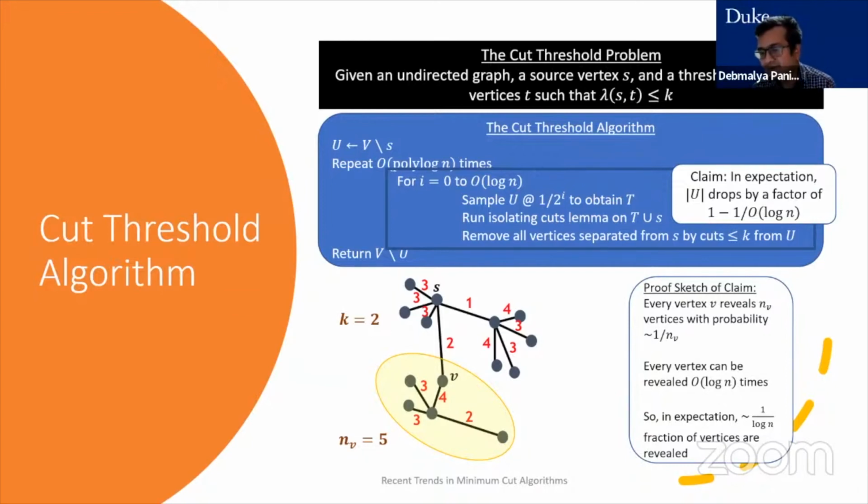Now, the point is that if you look at any particular vertex, it can only get revealed log n times because I'm running this for i equals 0 to log n. So every vertex gets revealed at most log n times. And the expected number of vertices I am revealing, with repetition, is the total size of U. So that means that overall, I expect to reveal at least 1 over log n of the total number of vertices I had to reveal.